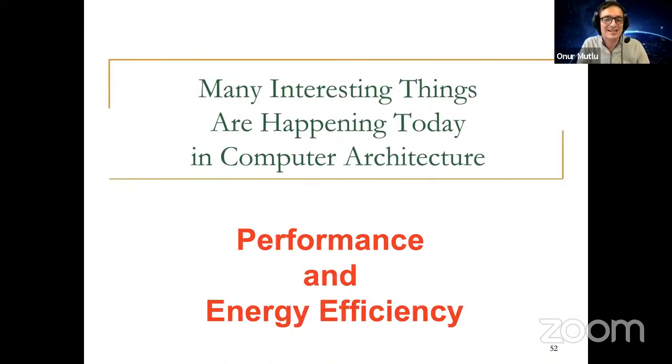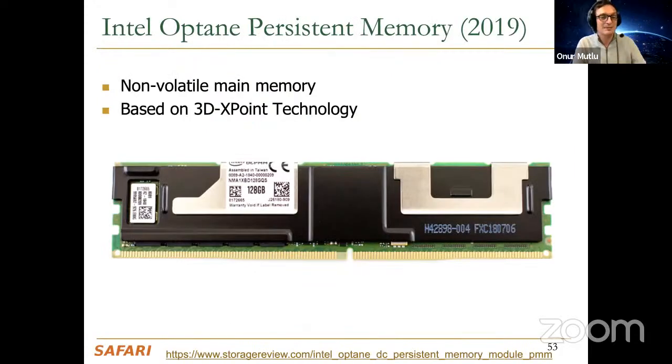Okay, now let me give you some examples from real world issues that are having some industry impact. I will start with some of them. We don't have time, so I'm going to go through some of them quickly. This is one example. This was introduced in 2019. This is Intel's 3D XPoint technology in the memory. It's non-volatile main memory, essentially.